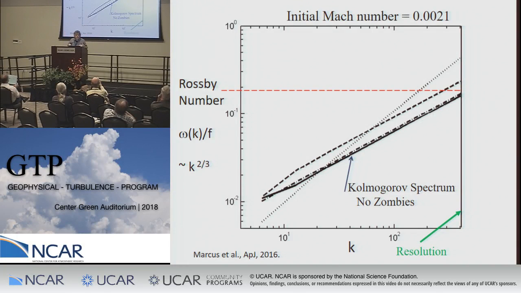Pardon me? Yeah. Oh, yeah, that's my Coriolis parameter, yes. 2 times the angular velocity. So it's my Rossby number.